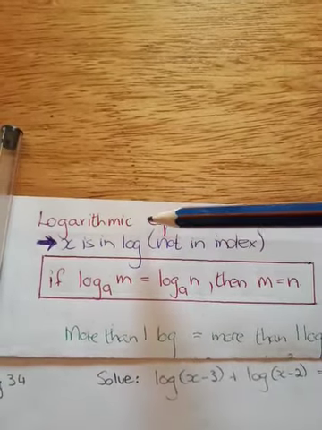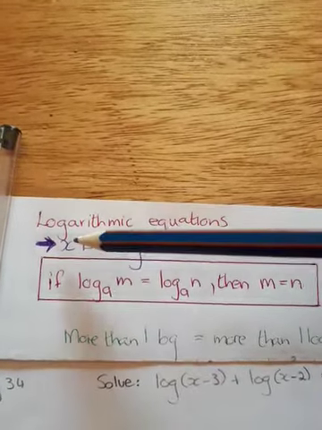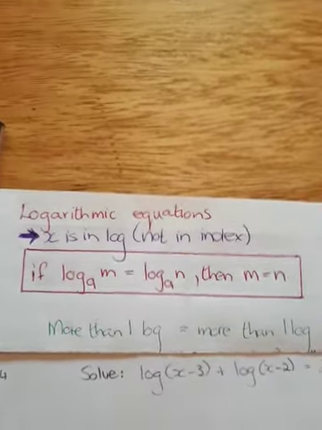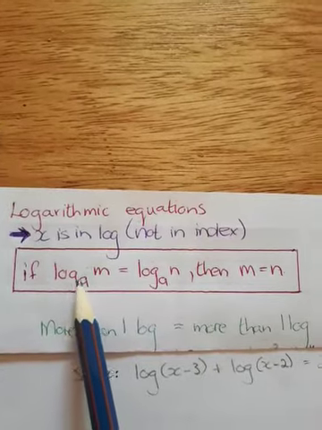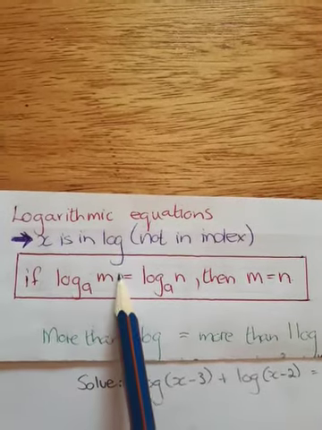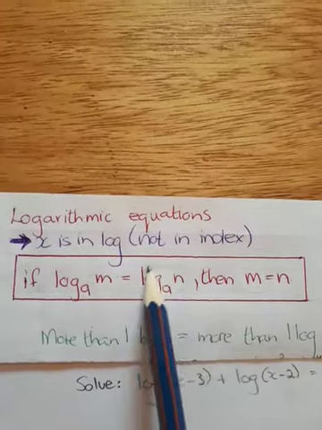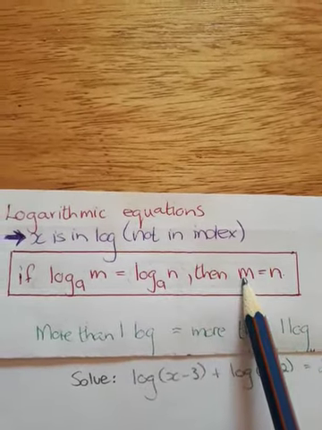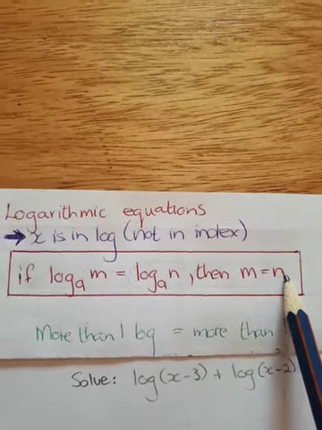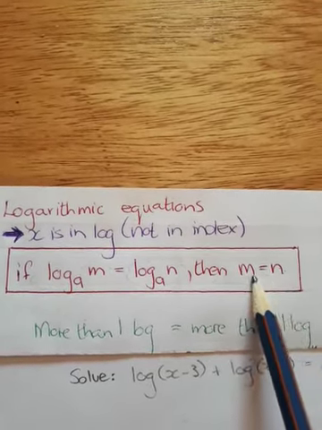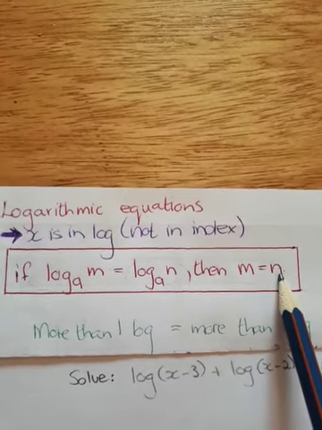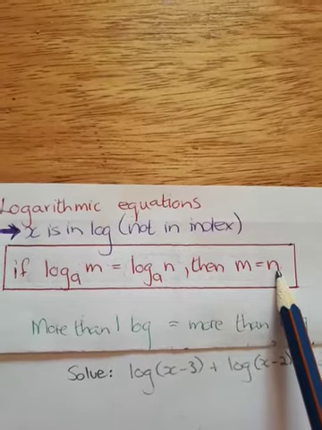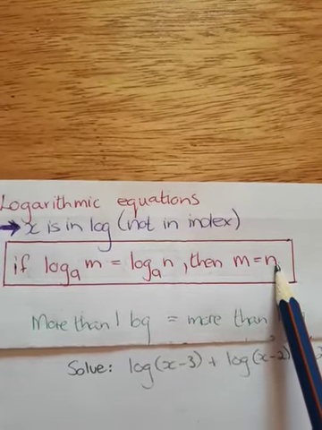Now, very important with logarithmic equations, your variable, your x, is in the log. And the law that we do apply is that if I have a single log of m, which equals a single log of n, then I can conclude that m equals n. With this conclusion, I will then have a linear equation, sometimes a quadratic equation, but I will be able to solve them with my algebraic knowledge.